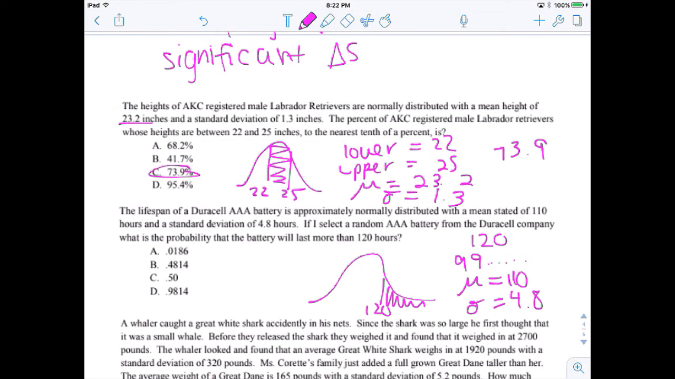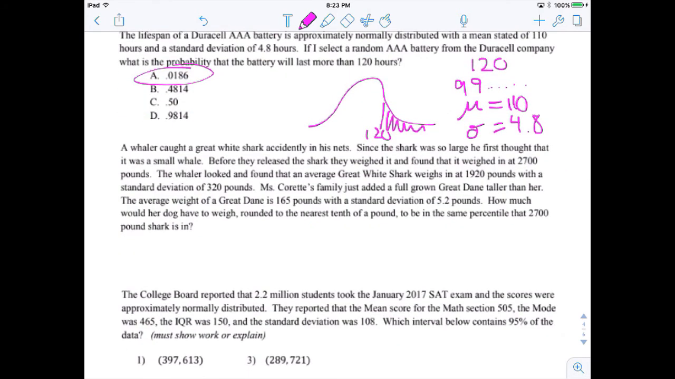So again, I'm just going to put those into my calculator under normal distribution. So 120, and then a lot of 9s, and then 110, and then 4.8. And that comes out to be 0.0186. Okay, let's look at the next one.